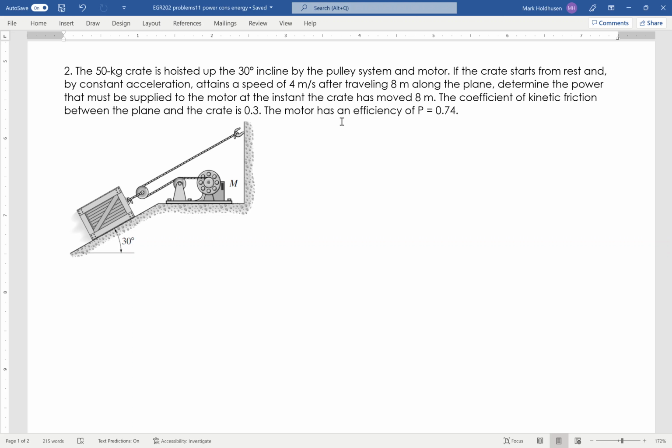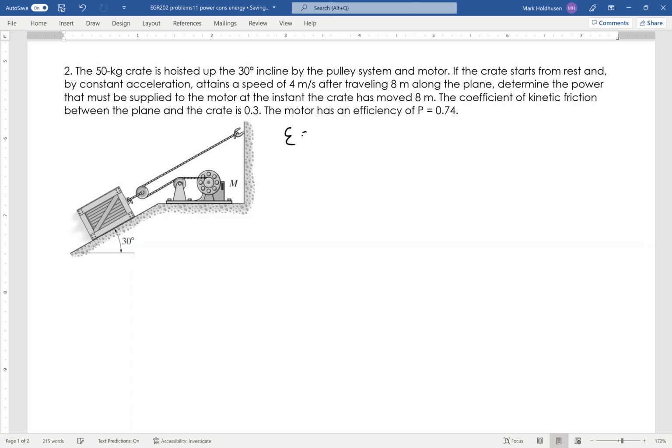Okay, in this one, I've got a crate being pulled up on a pulley system using a motor as shown. It has a speed of 4 meters per second after traveling 8 meters along the plane, and we want to know the power that must be supplied after it's moved this 8 meters. Once I get up to 4 meters per second, what is the power that I need to apply to that motor? So again, I've got an efficiency given there.